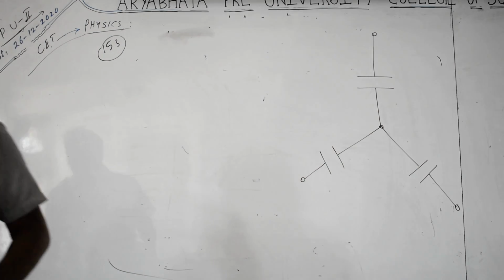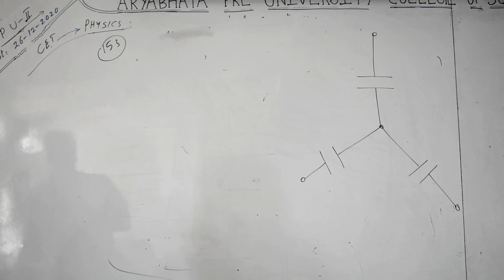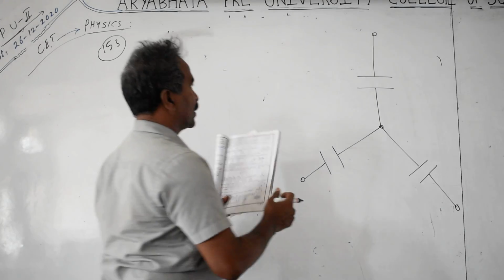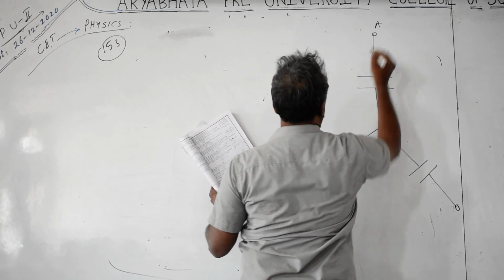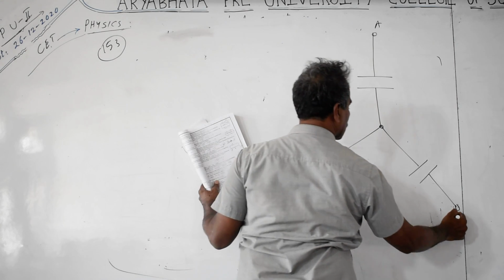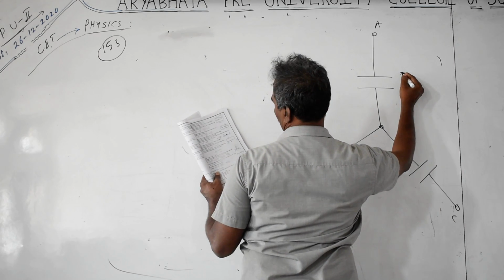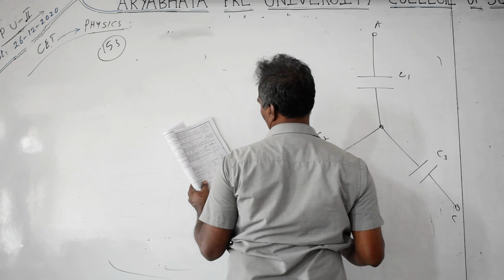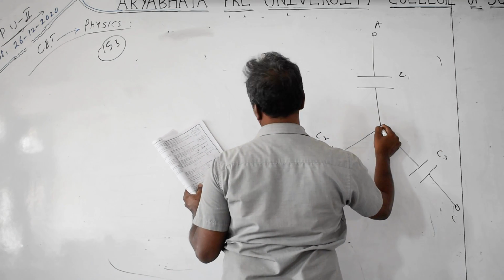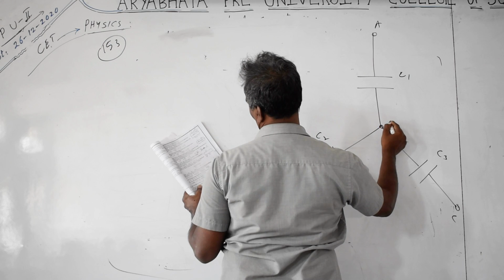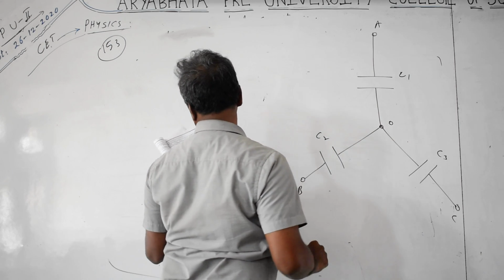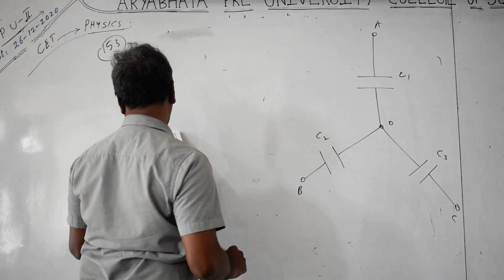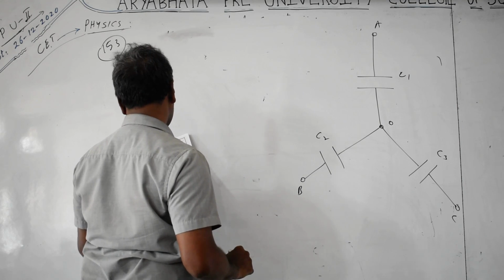Three capacitors with capacitances C1, C2, C3. These junctions are A, B, C. C1, C2 and C3 are the capacitors. The junction point is O. If potentials at A, B, C are given as V1, V2, V3, what is the potential at O?